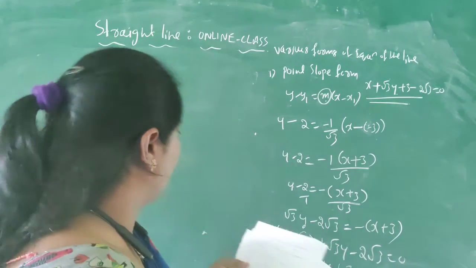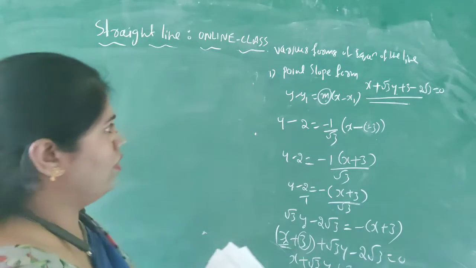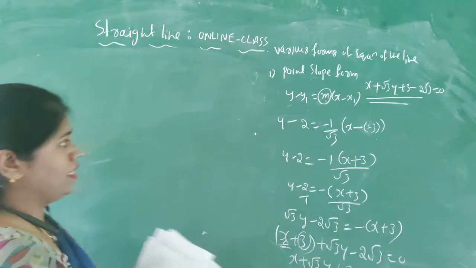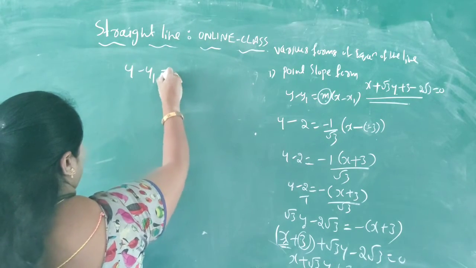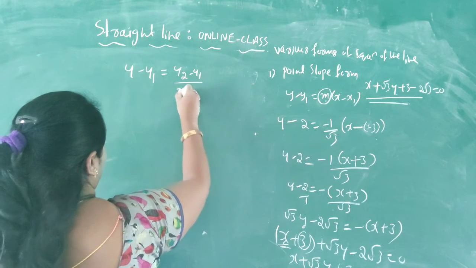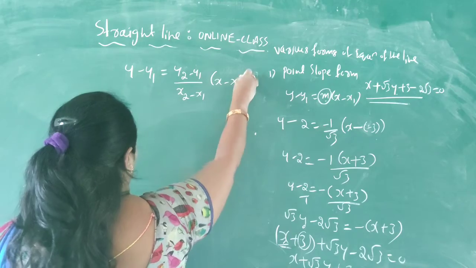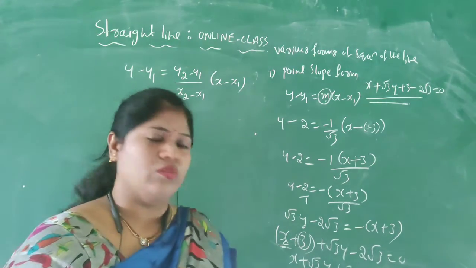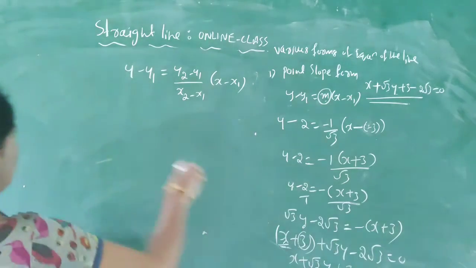Can we move to the next one? Better we'll go for the two-point form. What is the two-point form? y minus y1 is equal to y2 minus y1 divided by x2 minus x1, of x minus x1. This is the two-point form. So the question will be: write the equation of the line.